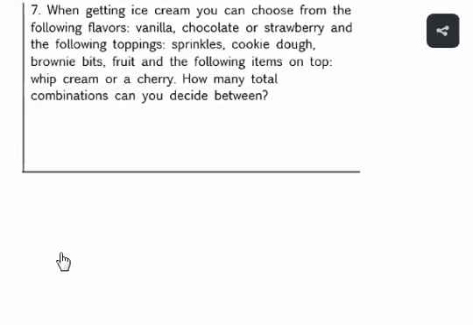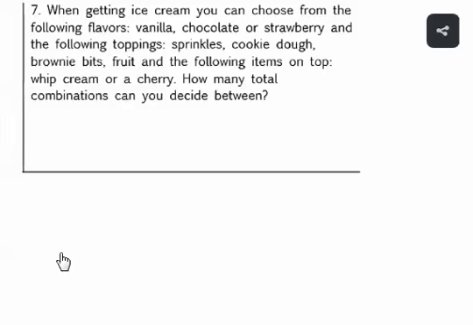Okay, the next one. When getting ice cream, you can choose from the following flavors: vanilla, chocolate, or strawberry, and the following toppings: sprinkles, cookie dough, brownie bits, or fruit. And then the following items on top: whipped cream or a cherry. How many total combinations can you decide between? So when they give you lots of things in a list like this, and they don't specifically say use the fundamental counting principle, we know that we want to use it.